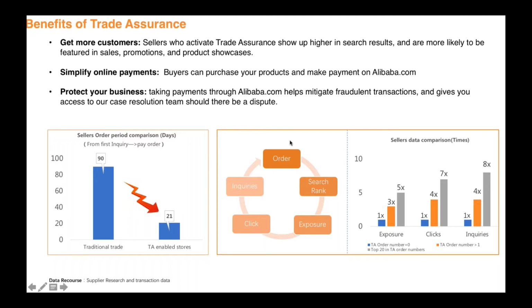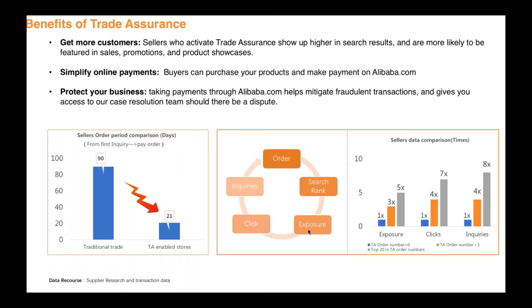You can see on this graph here that buyers that search for trade assurance suppliers will show up higher in the search ranking, which will lead to more exposure or more impressions, which will lead to more clicks, which will lead to more inquiries, which can help lead to more orders. And then the more orders that you get, the circle continues, because the more often you show up in search ranking, the more orders that you get. So it continues.